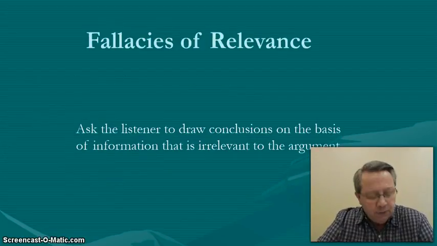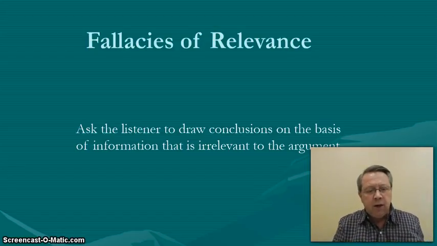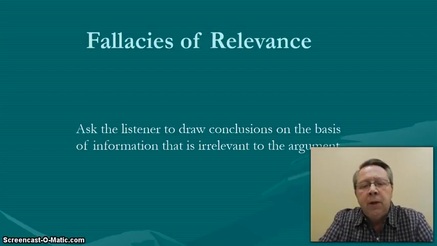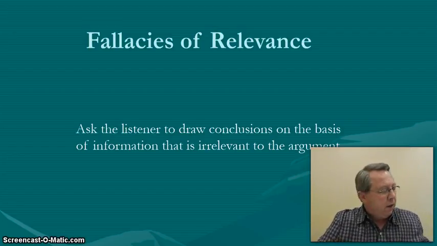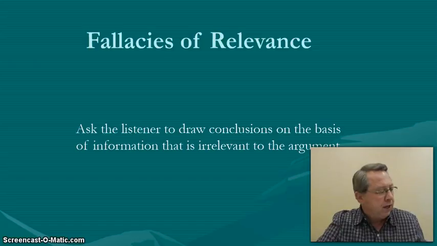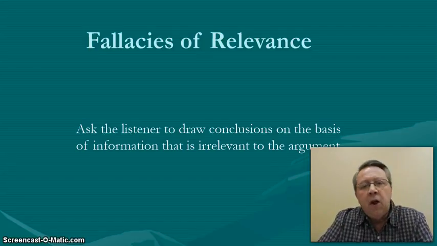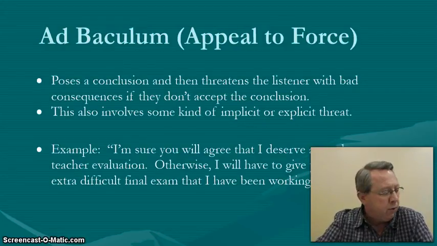So the first thing we want to deal with in section 3.2 is fallacies of relevance. These ask the listener to draw conclusions on the basis of information that is irrelevant to the argument. A lot of times we have arguments where the information has nothing to do with what it is we're talking about. So we want to go through this section and understand that all the fallacies have something in common, but there's something that separates them, and so let's look at them each one as its own.